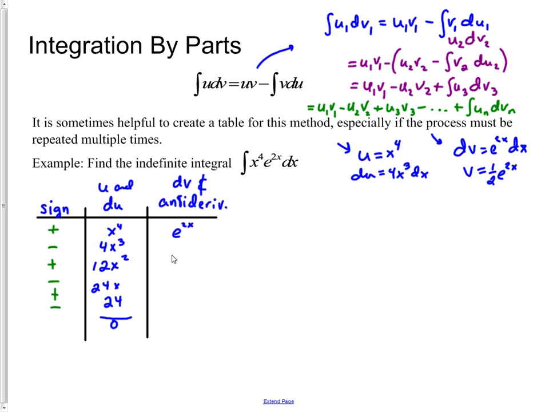Right? So what's going to happen? Well, e to the 2x has its antiderivative of 1/2 e to the 2x, as we just showed before. In the next step, it would be 1/4, right? 1/2 of e to the 2x. And then in the next step, we'd have 1/8 of e to the 2x.